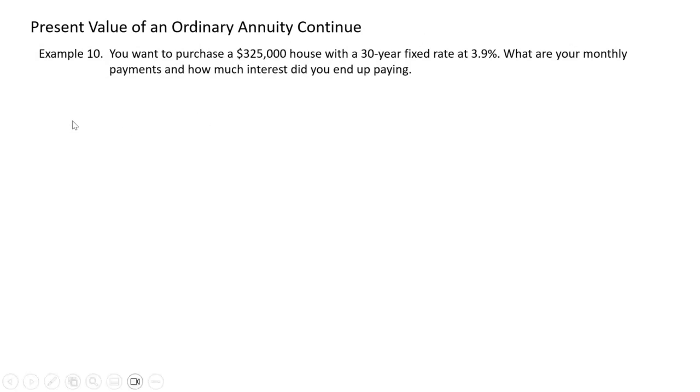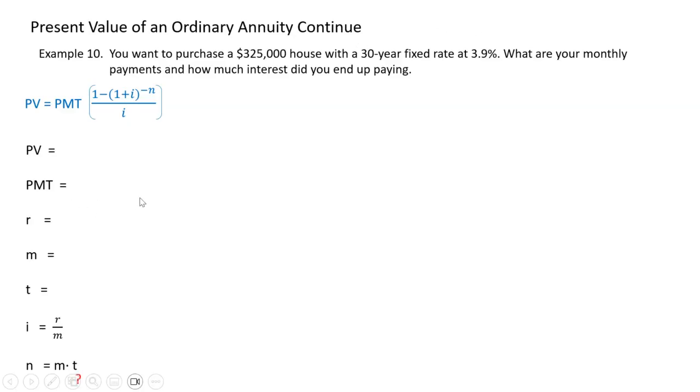But anyway, let's do this scenario here. There's my formula. Again, we're looking for the payments. How much are the monthly payments? The money that we borrowed from the bank was $325,000.